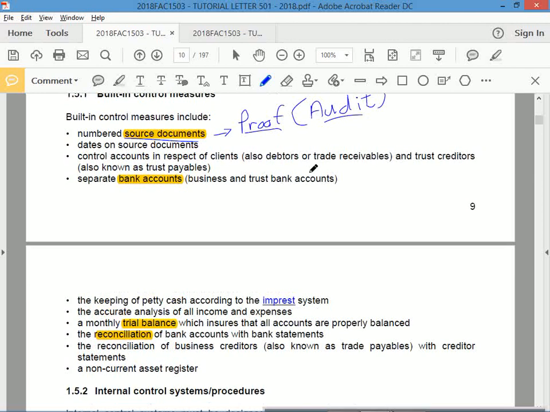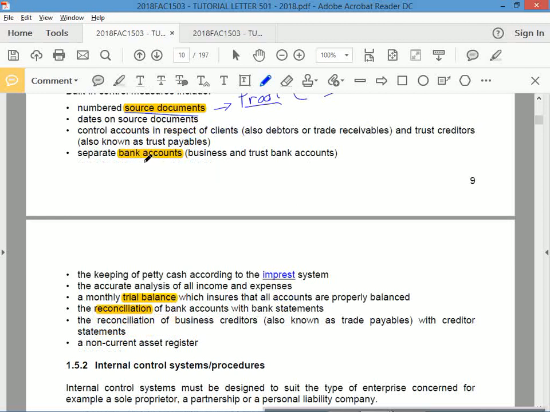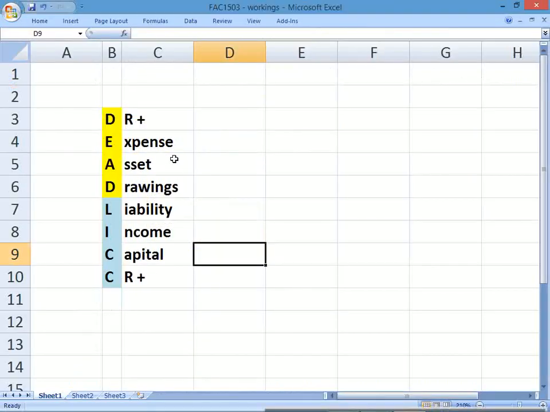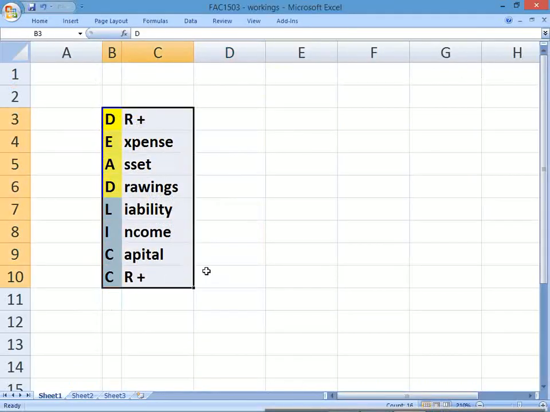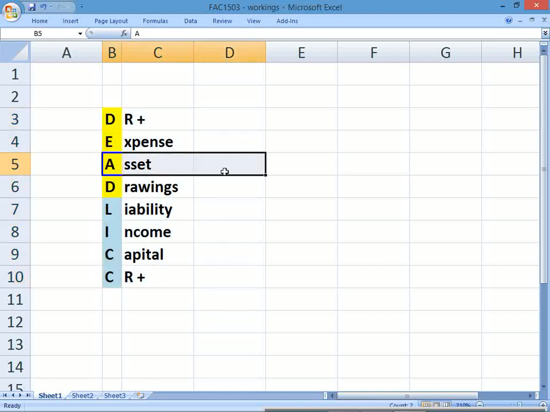Right, a bank account. Remember, an account is an account is an account. What type of element is bank? When I talk about element, I'm referring to one of these six. So asset, why?